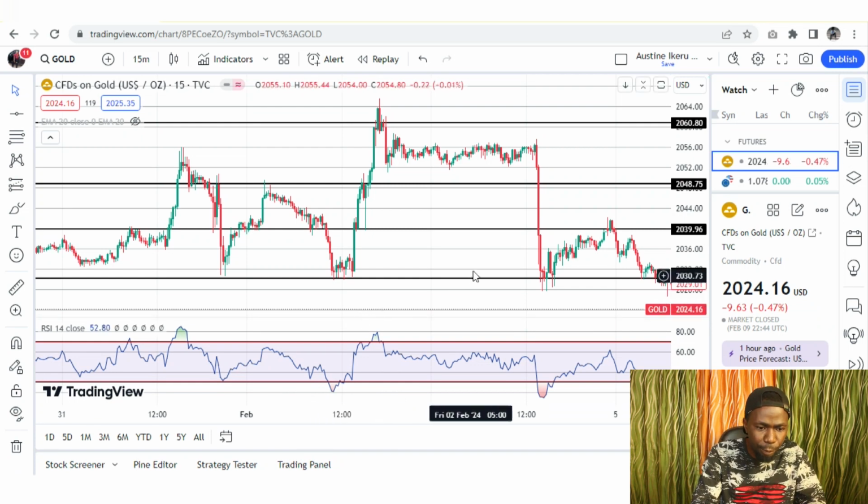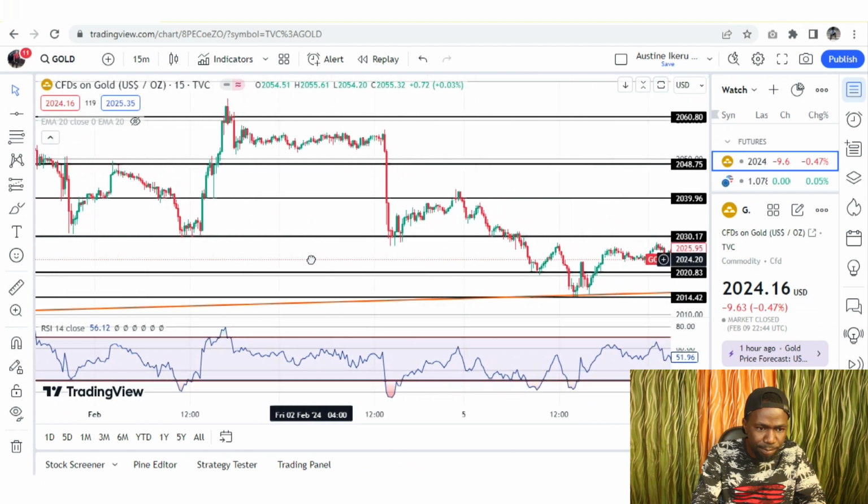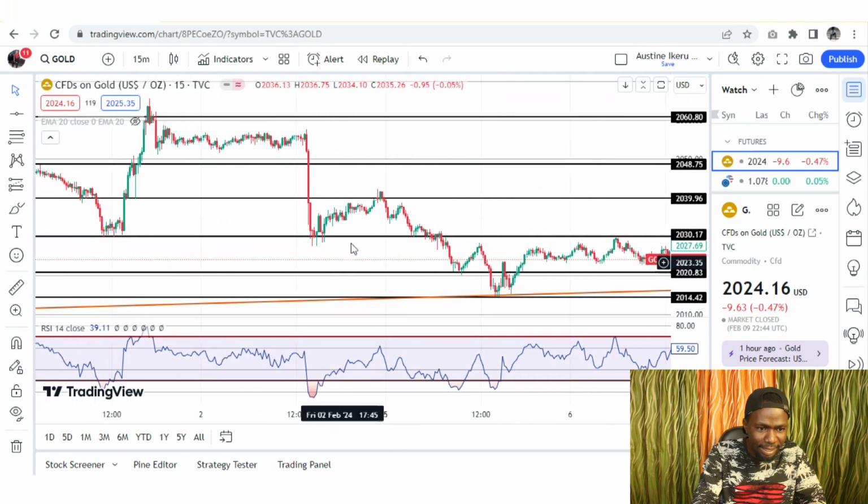Now let me show you another example of what I'm talking about. You can clearly see this is a resistance level, right? This is a resistance level, and what happened? When the price got to the resistance level, the RSI entered into an overbought condition, right? So you can see that the RSI is at overbought condition and the price is at the resistance level.